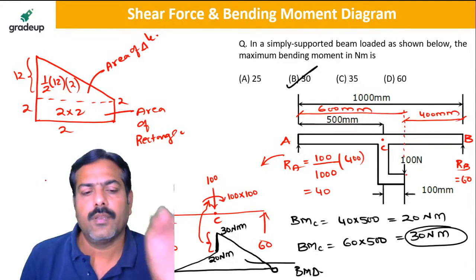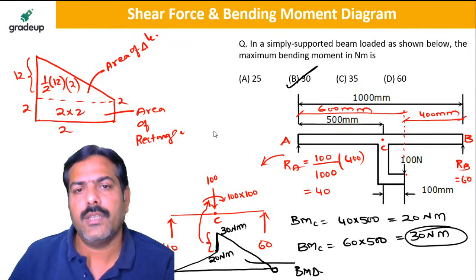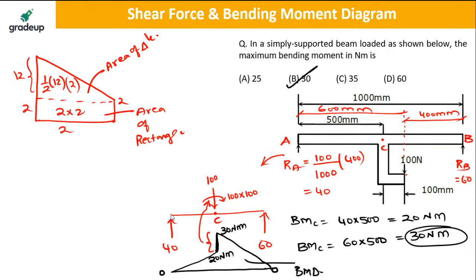Naveen, you see that whenever you talk about a beam, this is A point, this is B point, this is A, this is B, this is L.